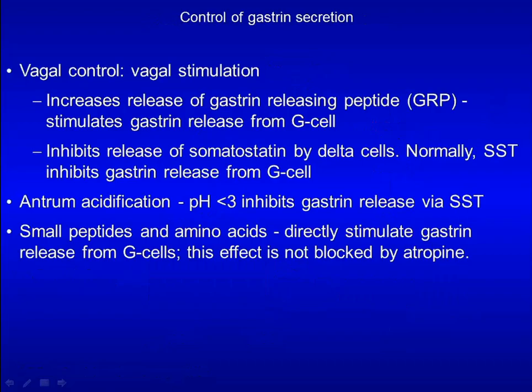This information is summarized in this slide. Here I want to point out two aspects. One is that antrum acidification will increase release of somatostatin, whereby it inhibits gastrin release. Second aspect is that small peptides and amino acids can directly stimulate gastrin release from G cells. This effect is not blocked by atropine. Atropine is an anticholinergic.